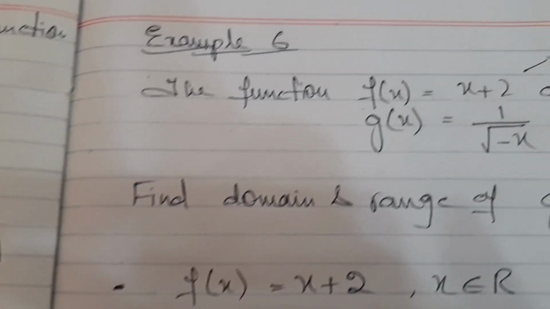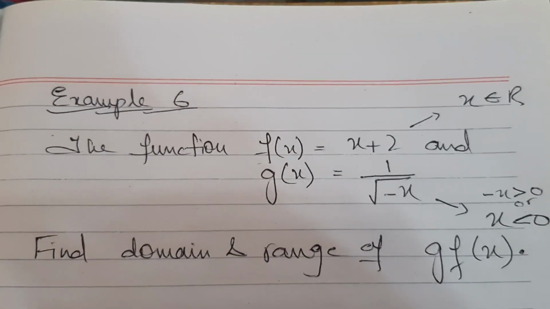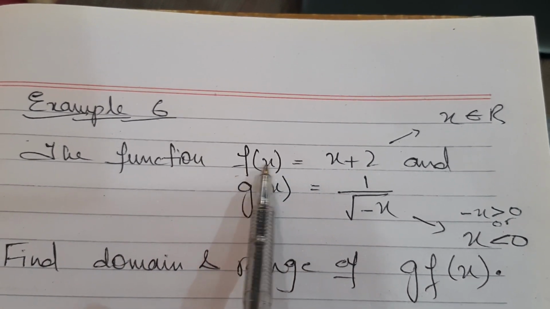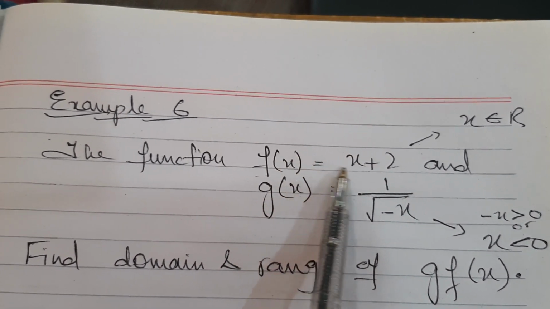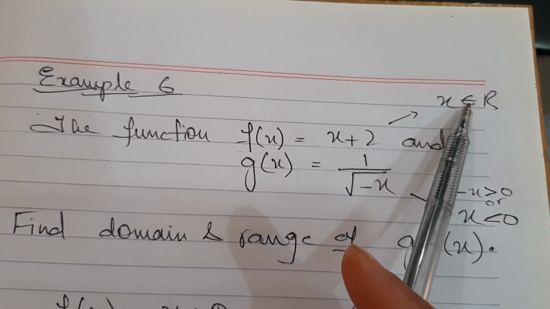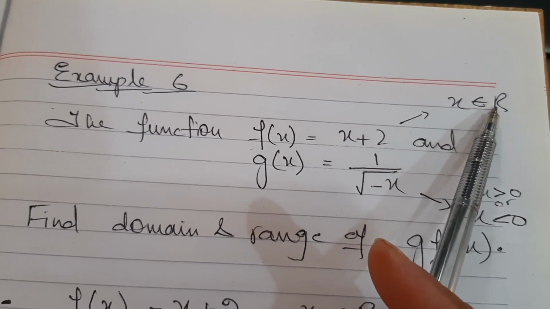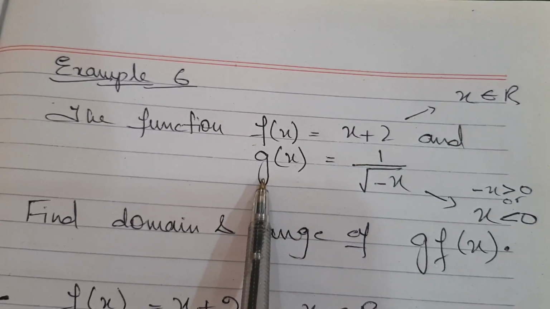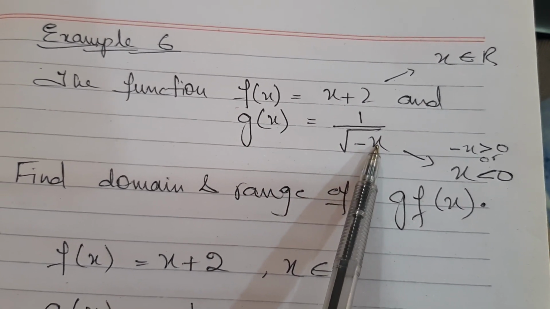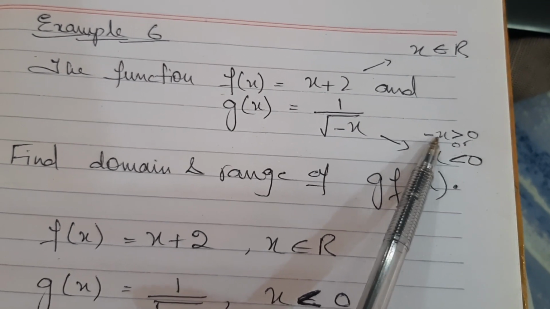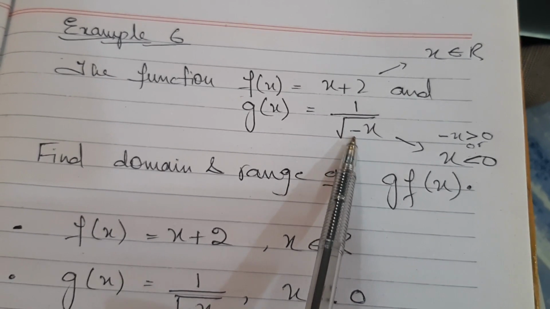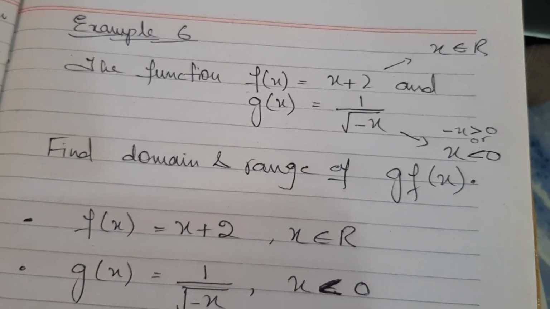So the last example, and I will do it a little fast because we have done more or less the same type of thing. So let's see. The function f of x is x plus 2. Now this is a linear function, so the domain is x belongs to real numbers, all values of x. Whereas this function g is defined only if x is negative, or I can say when minus x is greater than 0. Only when this whole thing is greater than 0 is the function defined.